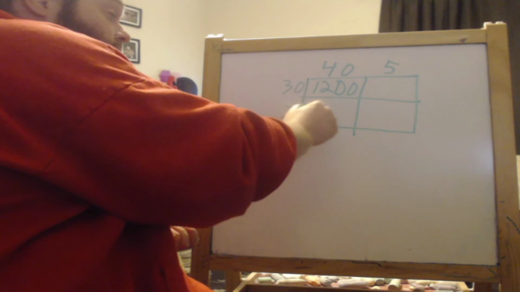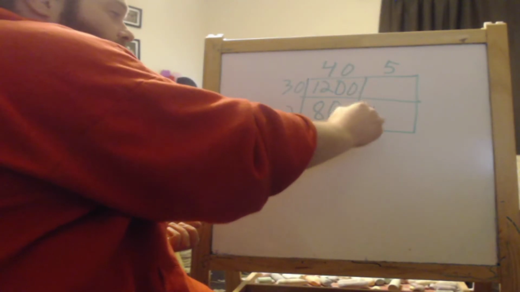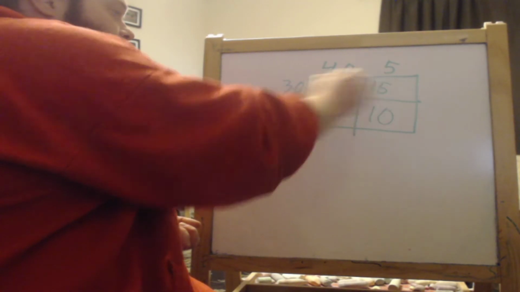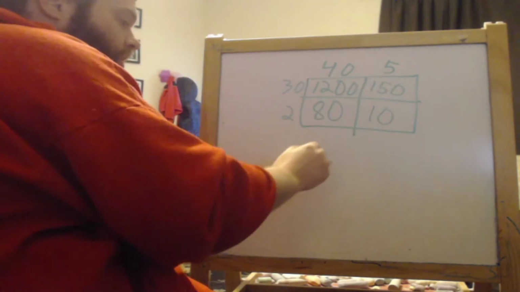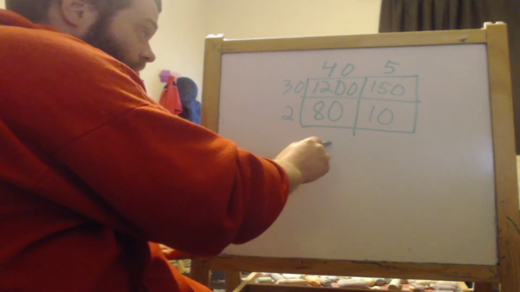4 times 2 is 8. You add the 0 over here. 2 times 5 is 10. And then 3 times 5 is 15. And then you have to add the 0 from the 30. So we have to add all of these numbers up.